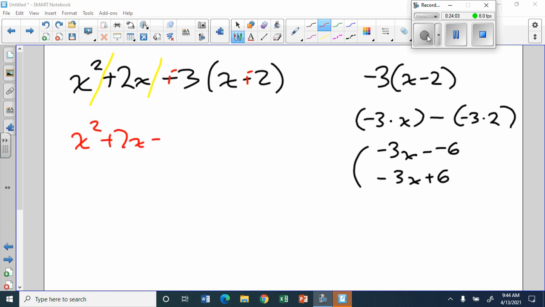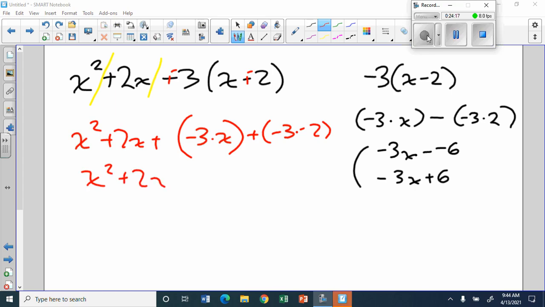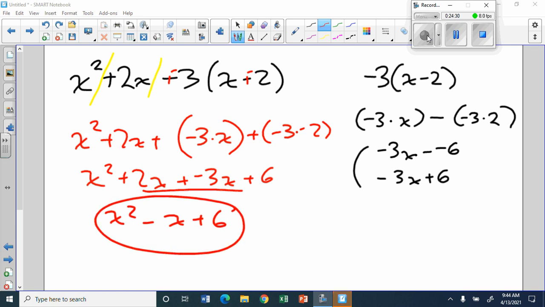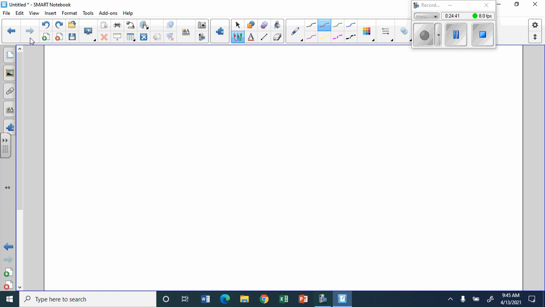X squared plus 2x plus negative 3 times x plus negative 3 times negative 2. It's a slight change, but it's a change. X squared plus 2x plus negative 3x plus 6. And then I can add these to simplify it. The negative will give you trouble, so I'm saying caution. Watch those negatives. Let me give you one more. Let me give you one positive, simple one, and then one negative, harder one.